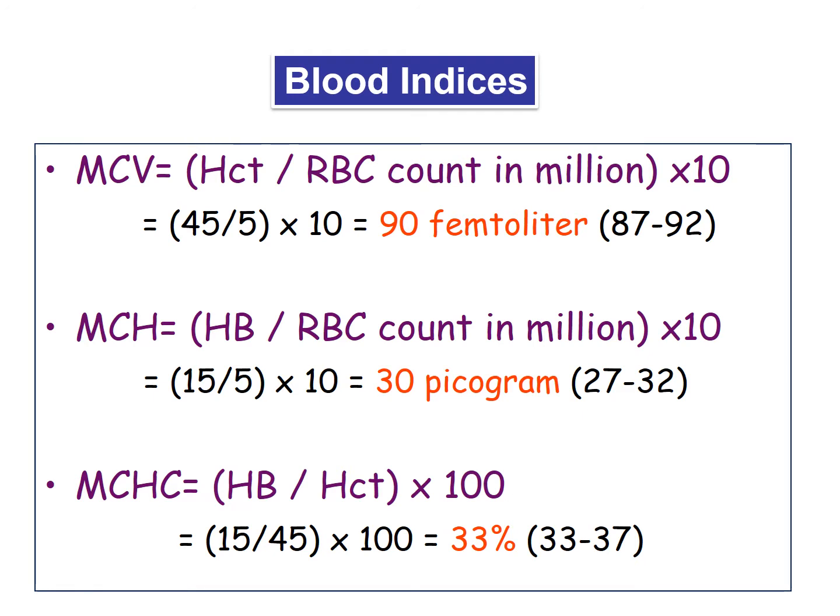And the mean corpuscular hemoglobin is just dividing the hemoglobin by the RBC count in millions and multiplying by 10 in order to get the mean corpuscular hemoglobin, which is about 30 picogram, from 27 to 32. And the mean corpuscular hemoglobin concentration means the concentration. It is hemoglobin over hematocrit, the mass over volume, multiplied by 100 to get a percentage. It's about 33%, which means that the hemoglobin is occupying 1/3 of the RBC size.